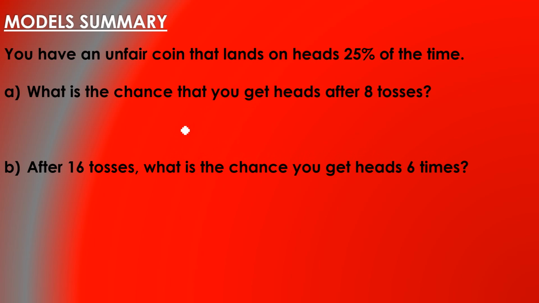Same situation, 25% of the time. What is the chance that you get a heads after 8 tosses? So that should be a pretty high chance. So let's see. This is geometric. So we're going to use this formula. 0.25 times 0.75 to the 7th. So I'll type that in. Oh, well, look. It's only a 3% chance. Only a 3% chance. Well, I suppose that makes sense because you are getting 1 success.